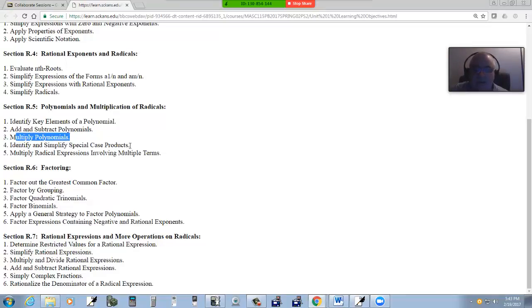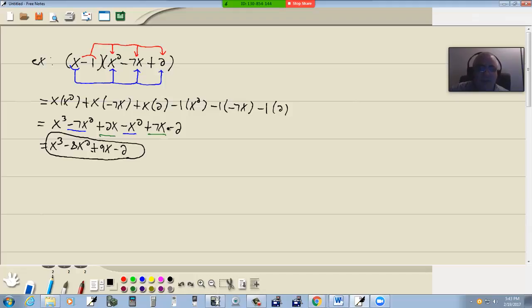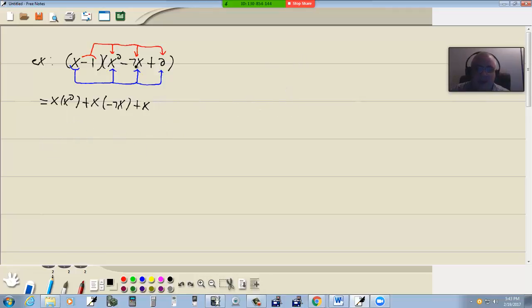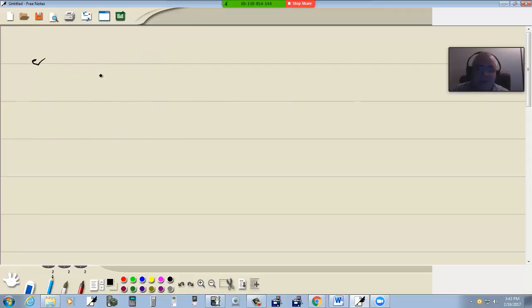Now it says identify and simplify special case products. The only one that's really important is the one I've been mentioning. I've already shown you an example of it. X plus 3 squared. There are some formulas for those other ones, but if you just write them out like this, then you don't need to memorize the formula.